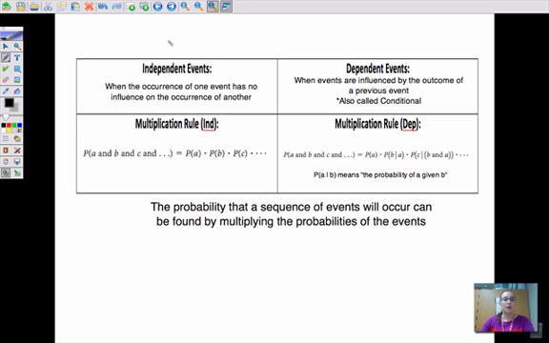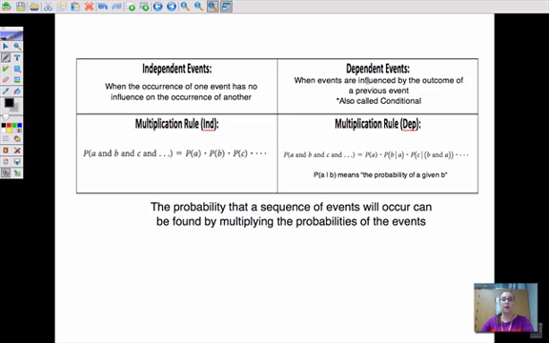So sometimes things happen one right after the other, and the first event has no influence on the occurrence of another. My example of this would be flipping a coin. I'm going to flip a coin over and over again, but it doesn't have anything to do with the first flip, whether or not I get a heads or tails on the second flip, okay?